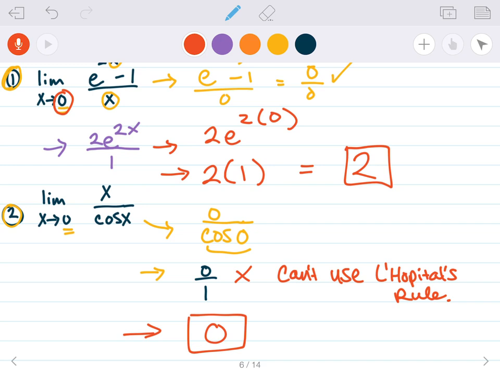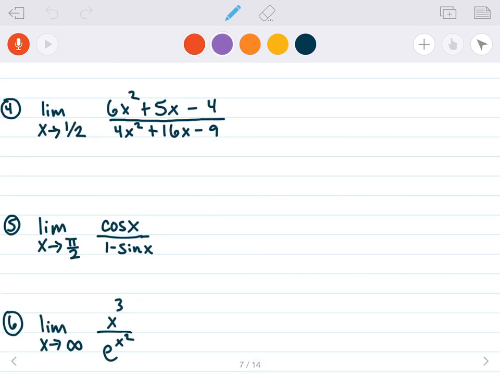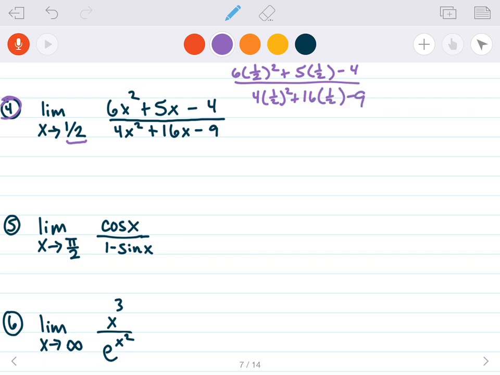All right, let's look at the next one. The first thing you always want to check is, can I use L'Hopital's rule? So I'm plugging in 1/2 anywhere I see an x. I do 6 times 1/2 squared plus 5 times 1/2 minus 4, all over 4 times 1/2 squared plus 16 times 1/2 minus 9. What I end up getting on top is 6 over 4 plus 5 over 2 minus 8 over 2, all divided by 4 over 4 plus 8 minus 9. And that's going to give us 0 over 0. So yes, we can use L'Hopital's rule because 0 over 0 is an indeterminate form.